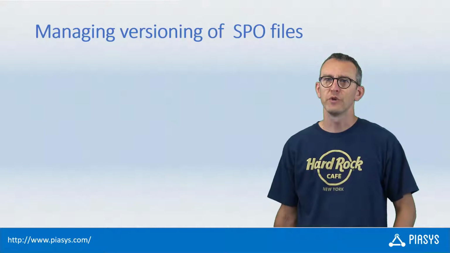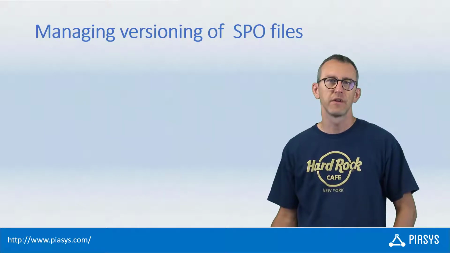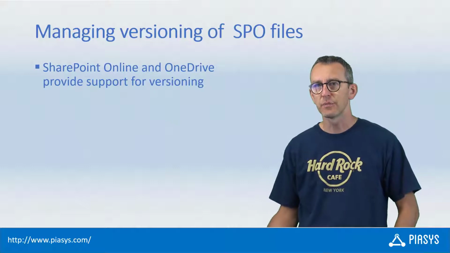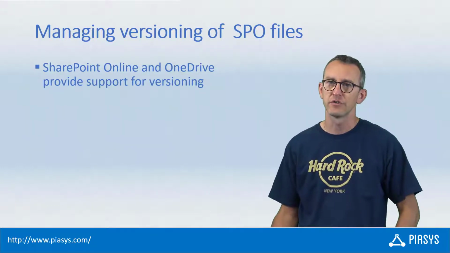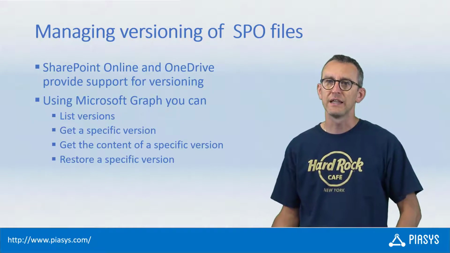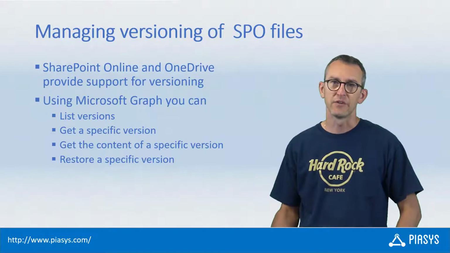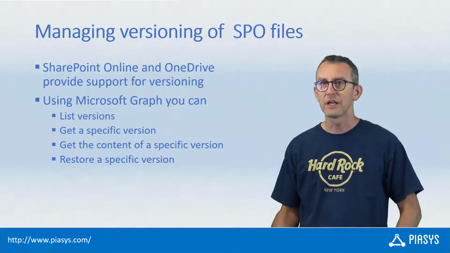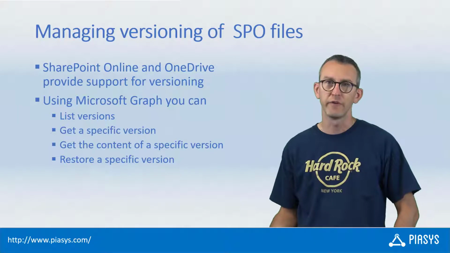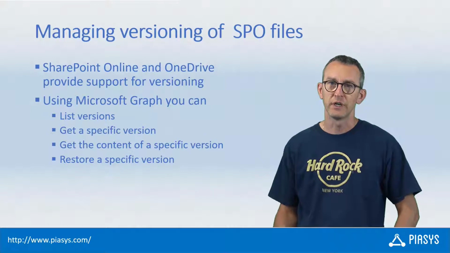This week I want to talk with you about how you can manage versions of files in SharePoint Online using the Microsoft Graph. In fact, SharePoint Online and OneDrive provide support for handling versions of files. And through the Microsoft Graph, you can easily get the list of versions for a specific file, or you can get a specific version, and eventually you can get access to the content of a specific version of a file, as well as restore a file to a specific version.